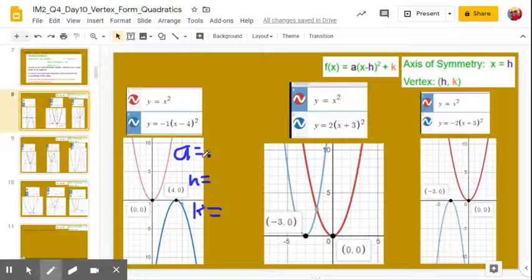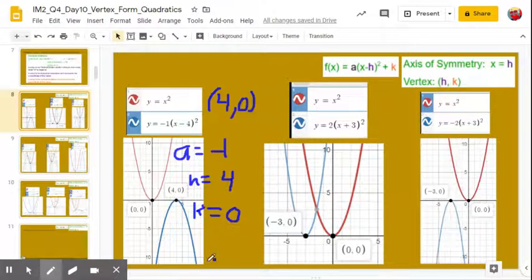All right. So a is negative 1. h is positive 4. And I don't see a number out here, so k is actually 0. So what should the vertex be? The vertex is (h, k), so it should be (4, 0). The a value is negative 1, so we know it should open down. Now look at our blue parabola. The vertex is at (4, 0), and it opens down.